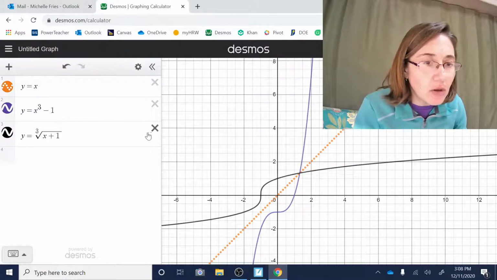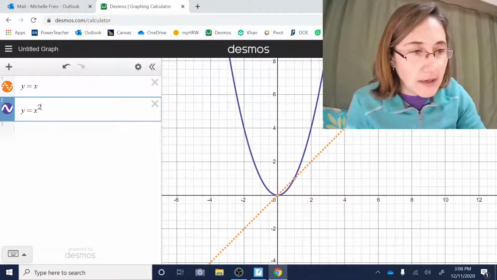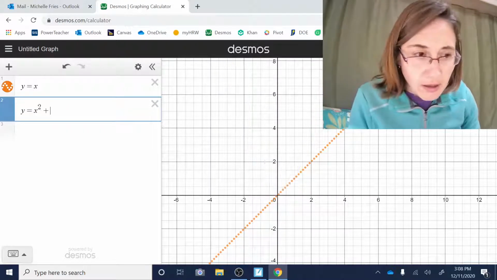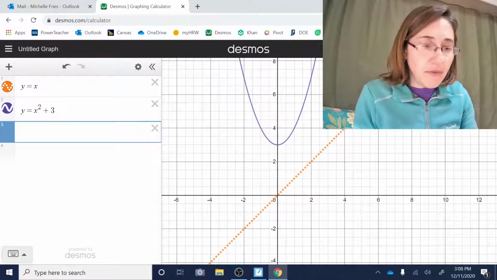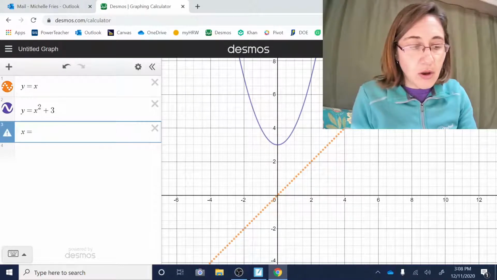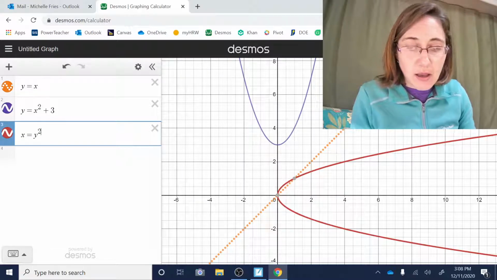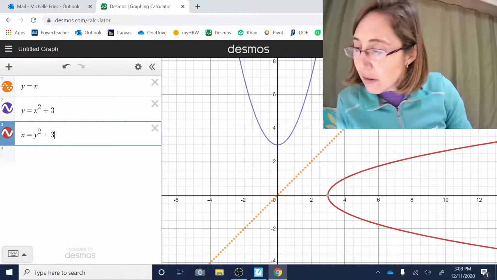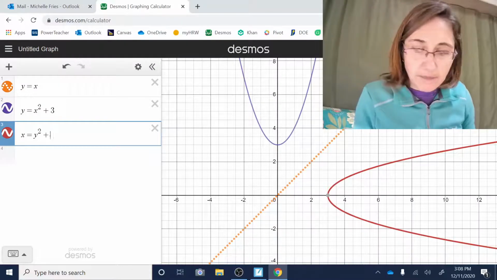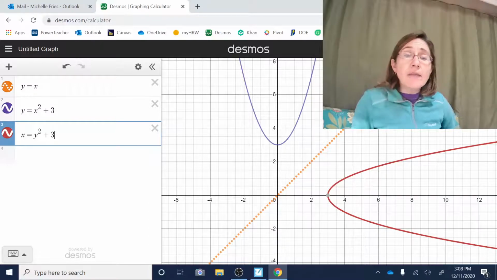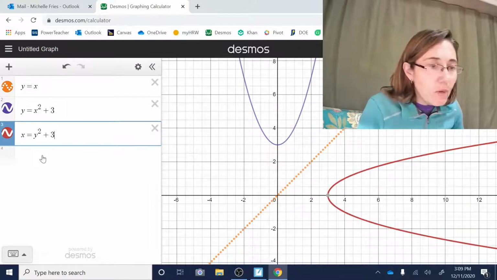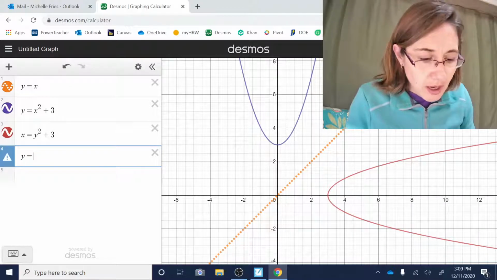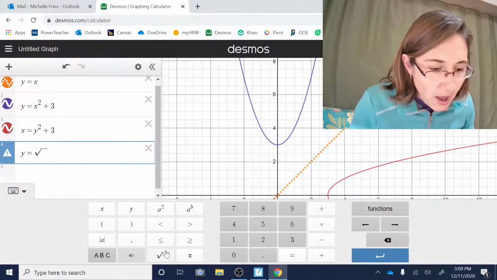Now let me go over to Desmos for a second, because I'm going to show you this. It's x squared plus 3. Let me show you this. If I just do the flip-flop, if I just say x equals y squared plus 3, you can see the mirror image of that parabola getting flipped over the orange dotted line to become the sideways parabola. Can you tell that the red one is not a function right now? When we solve this the way that we just did, and we have y equals the square root of x minus 3.